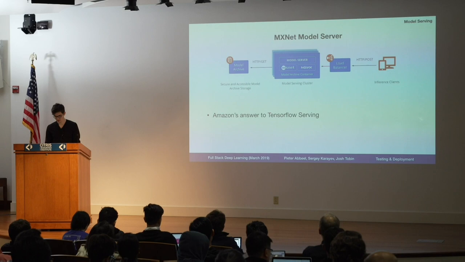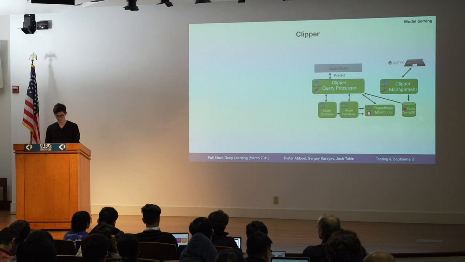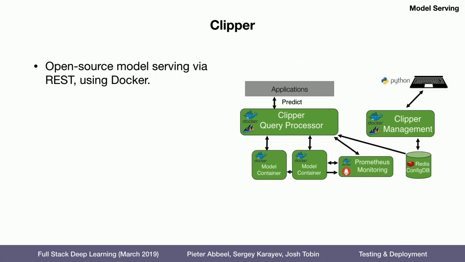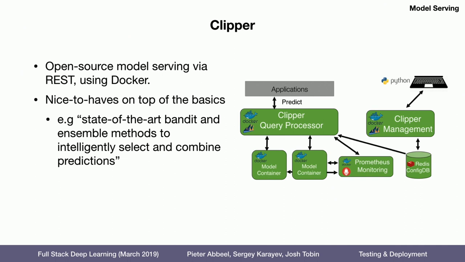And this is part of SageMaker, which is their all-in-one machine learning offering from yesterday. There's also a thing called Clipper, which I think is kind of cool, from here at Berkeley. It's an open source model serving system using REST with everything packaged up using Docker. And it has some nice-to-haves on top of the basics that I covered. The basics that I covered are load balancing, being able to version things, and serving predictions.